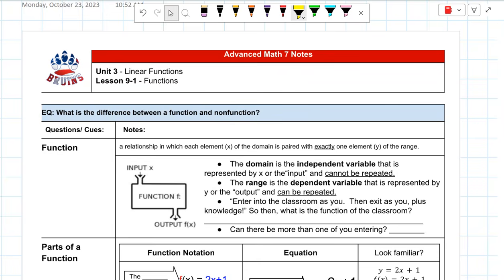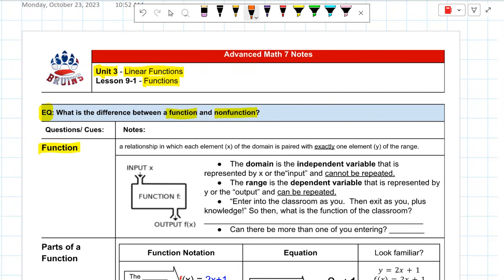We are now beginning a new unit, Unit 3. We're learning about linear functions. Our first lesson is 9-1, and it's all about functions. Our essential question is, what is the difference between a function and a non-function? We're going to find out in this lesson. First, let's find out what a function is.